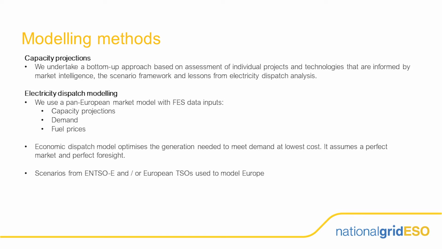Electricity supply analysis essentially falls under 2 components. Firstly, capacity projections, and secondly, dispatch modelling. Now, for capacity projections, we undertake a bottom-up approach based on an assessment of individual projects and technologies. This approach is informed by market intelligence and the stakeholder engagement that we undertake. It's also informed by the scenario framework itself and the lessons we learned from the electricity dispatch analysis.